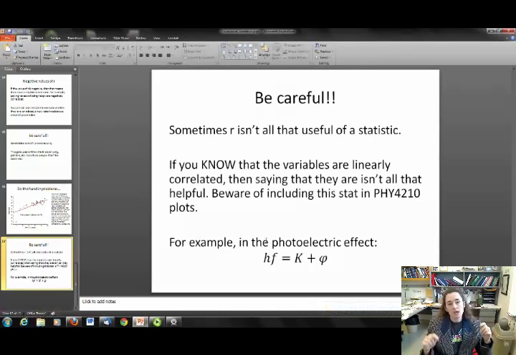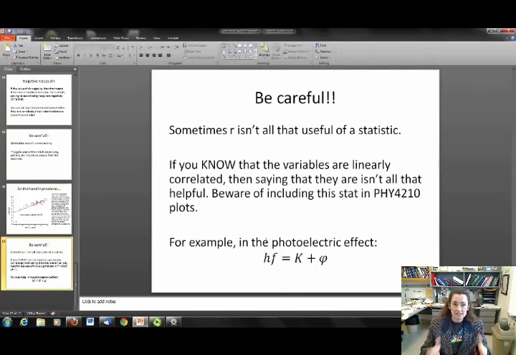That's not useful. Linear correlation coefficients are used when you want to know if things are linearly correlated or not. So they're used lots of times in medical studies, they're used lots of times in psychology studies, psychiatry studies, things like that, when you're not really sure if things are related or not. That's when it's most useful.